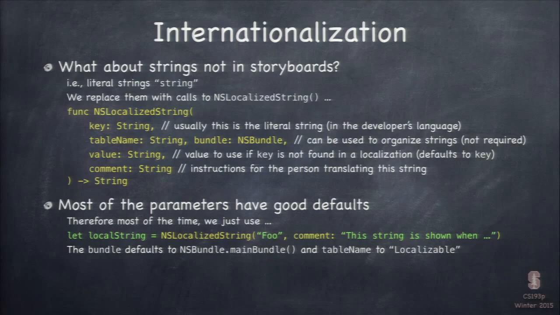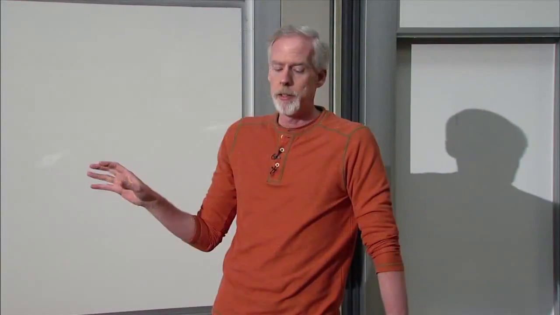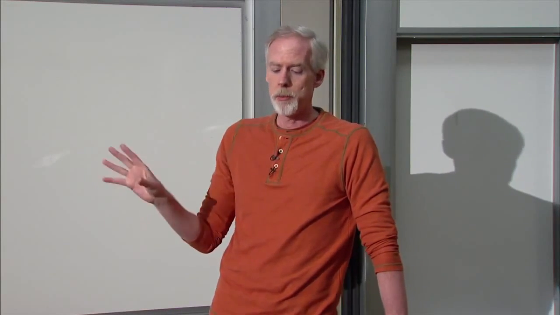I'm just going to say that most of the time, you're just going to call this version of NSLocalizedString that only has the key and a comment. Because it's going to use the key as the value if there's no translation, and you've got to have that comment to the translator. So that's 90% of the time, you're just going to put NSLocalizedString, comment colon, around your literal strings. And that's it. That's all you need to do to get all those little strings to be translatable.